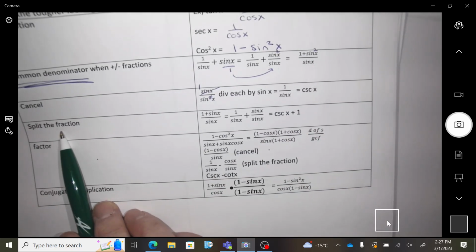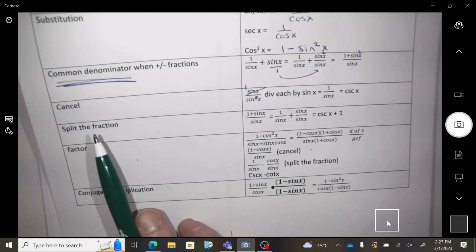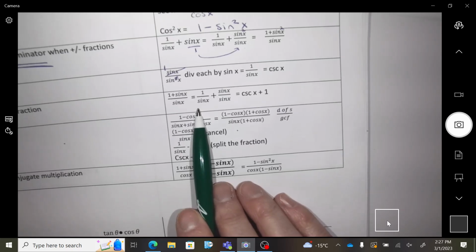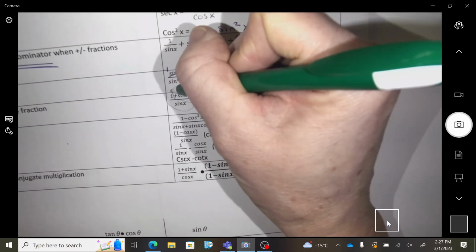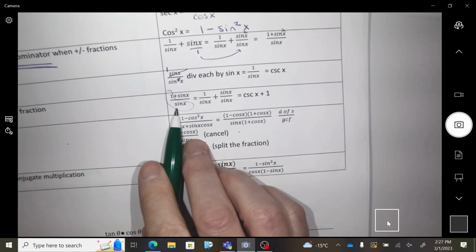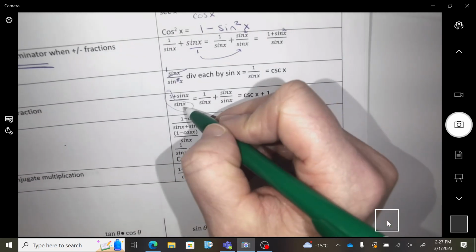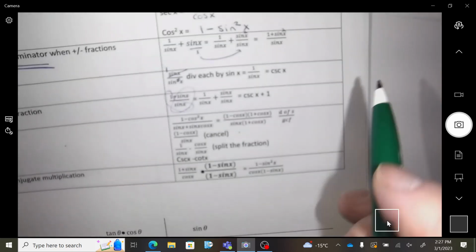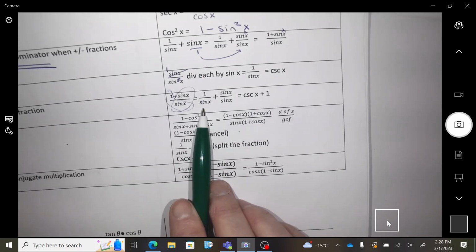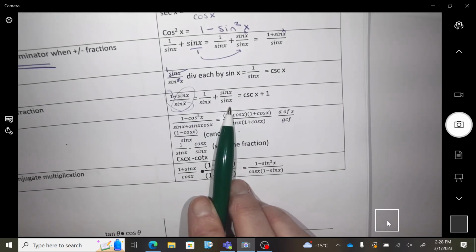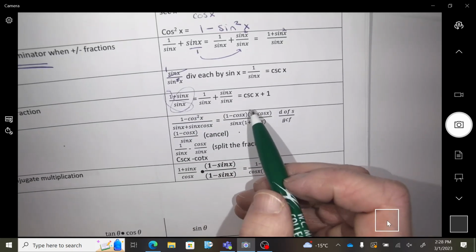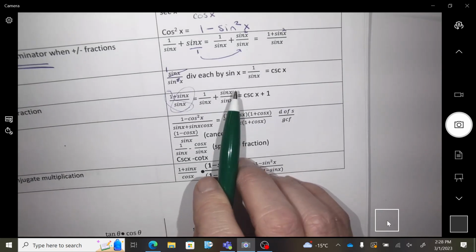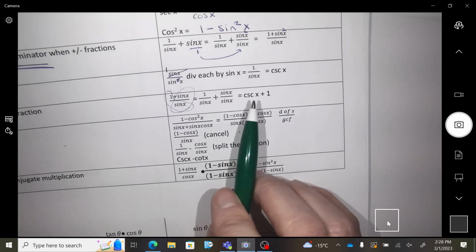Okay, here's another strategy. It's called split the fraction. So 1 plus sine x all over sine x, I could separate. So this would be 1 over sine x plus sine x over sine x. So you see how I split them apart? 1 over sine x plus sine x over sine x. Then I did my substitution. What is 1 over sine x? Cosecant. What's sine x over sine x? 1.